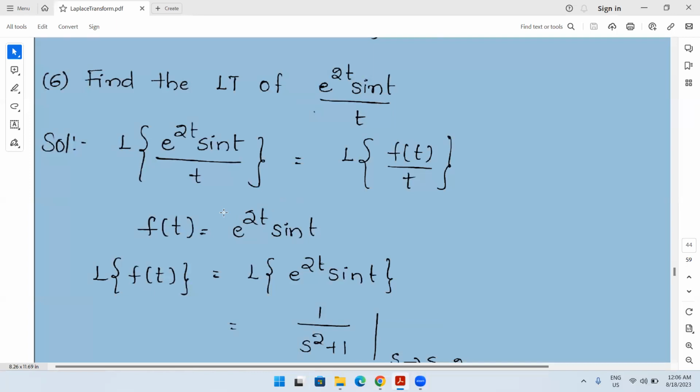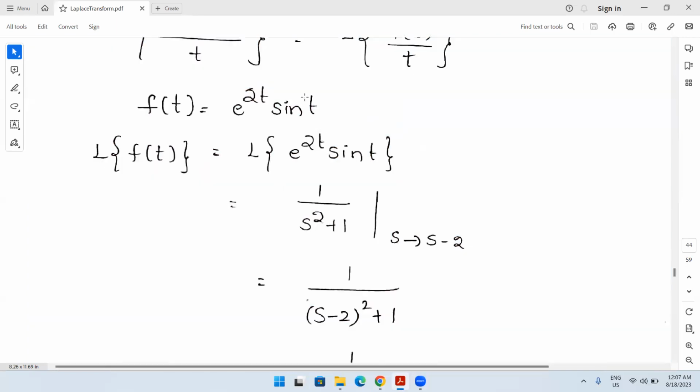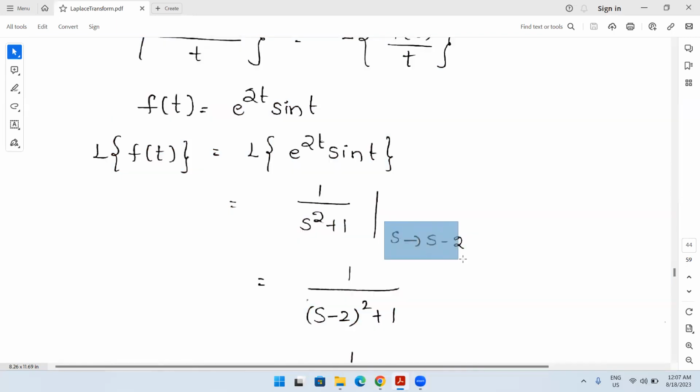And we find only the Laplace transform of e power 2t into sin t first. Before that, first we find sin t Laplace transform. What is sin t Laplace transform? Directly by using the formula, 1 by s square plus 1 square. 1 square is 1. And for e power 2t multiplied, we apply which theorem? First shifting theorem. In the first shifting theorem, we shift s to s minus a. What is here? 2, s minus 2. So in the place of s, put s minus 2. So we get s minus 2 whole square plus 1.